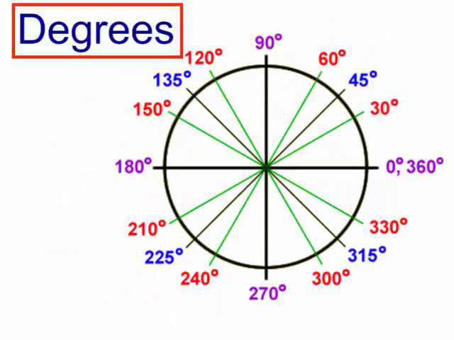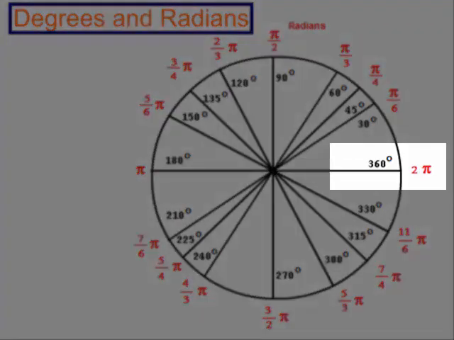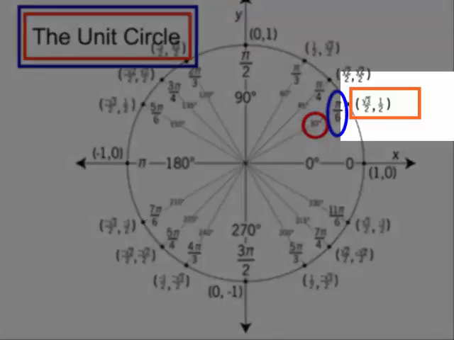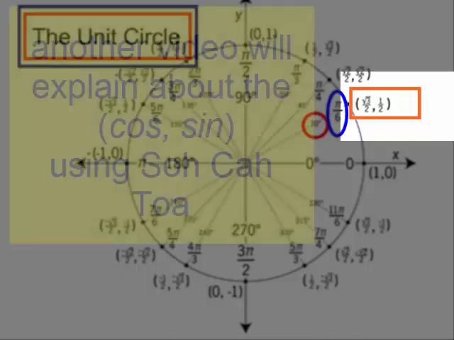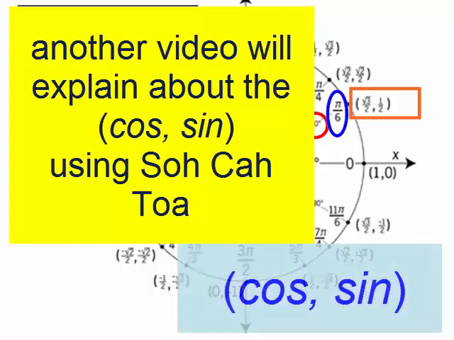You have learned about the degrees in our unit circle. You have learned about the radians associated with those degrees. A circle has 360 degrees. A circle has 2 pi radians. Now, what I need to learn is about this ordered pair, the cosine and the sine. Another video can explain why that is the cosine and the sine. But for right now, we know that the cosine is the x-coordinate and the sine is the y-coordinate.